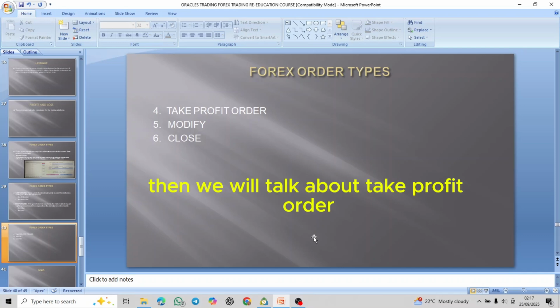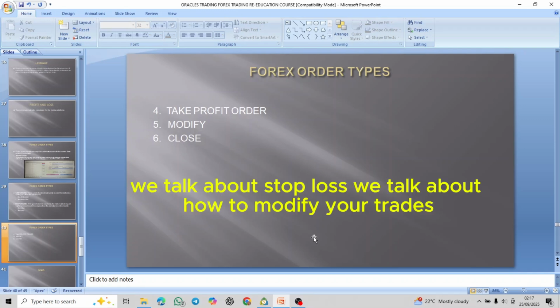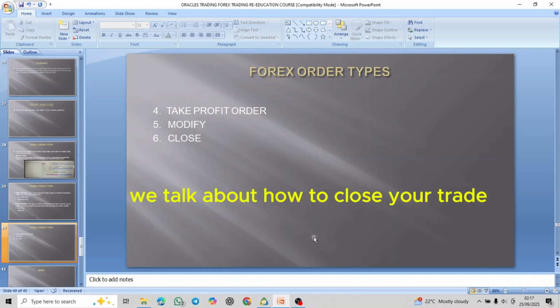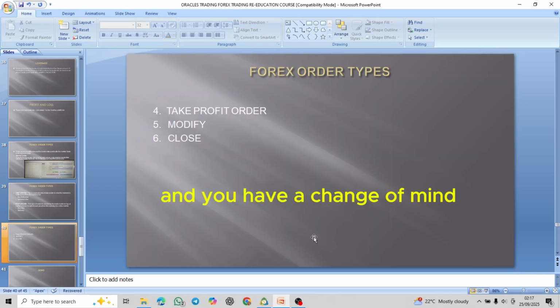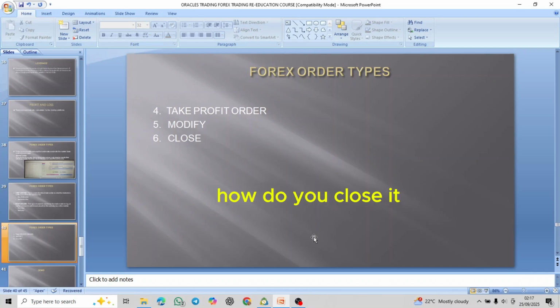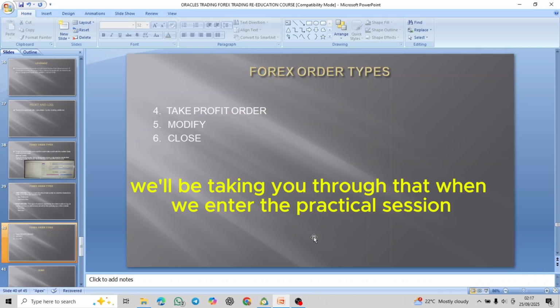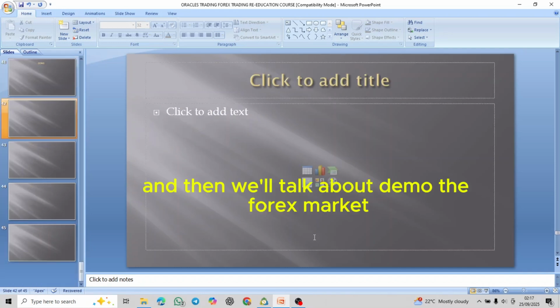Then we will talk about take profit order. How do you take your profit? We'll talk about stop loss. We'll talk about how to modify your trades. We'll talk about how to close your trade. Maybe your trade has not gotten to the expected target and you have a change of mind. How do you do that? You close it. How do you close it? We'll be taking you through that when we enter the practical session. This is still theory. And then we'll talk about demo.